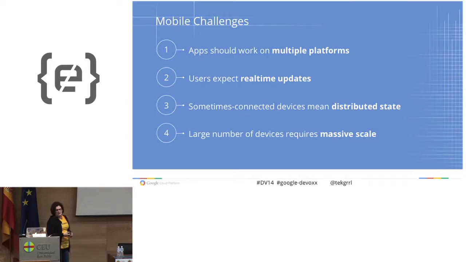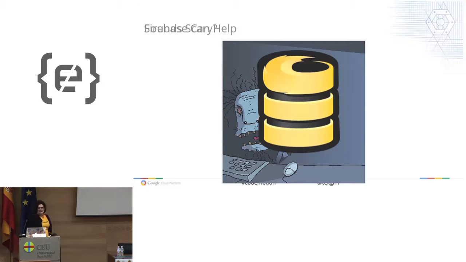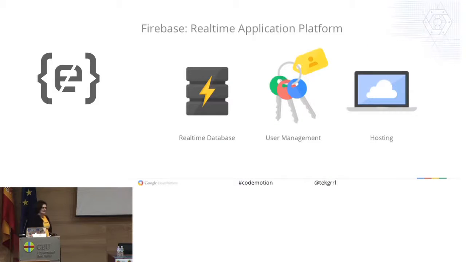Also, there is the large number of devices and the large number of iterations of your application running on those devices. If you hope to be the next Snapchat, this is going to require massive scale. So we need to do all of these things, but we need to do them at scale. So it does sound scary, right? And so Firebase can help.